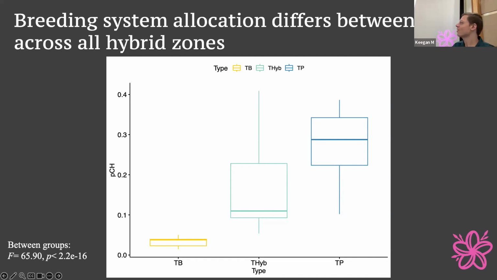Hybrid allocation to outcrossing falls somewhere in between the two parents generally, but again is more variable and can likely be skewed towards whichever population is more abundant in a hybrid zone or represents the majority of chasmogamous flowers. In addition, the breeding system is likely both genetically and plastically controlled, changing with environmental influence, since there was a significant site effect as well.